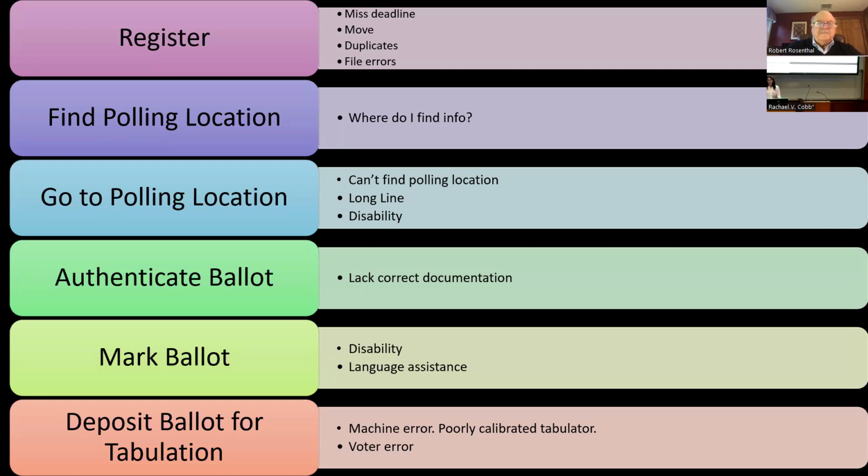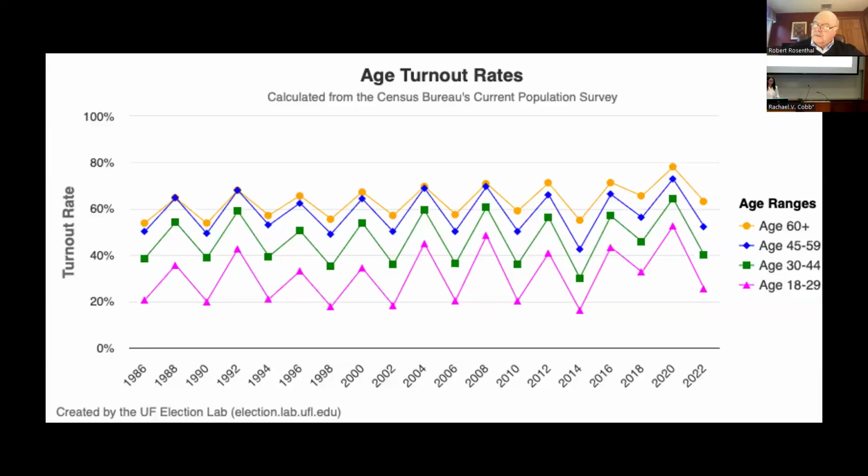It may be that finding my polling location is tricky. How do I find the information about that? How do I even know the word polling location if all of that is new to me? If I encounter a long line there, what do I do? Or if I have a disability, or if I lack the correct documentation, et cetera. So all of these things are areas for error that make the entire process a little bit tricky.